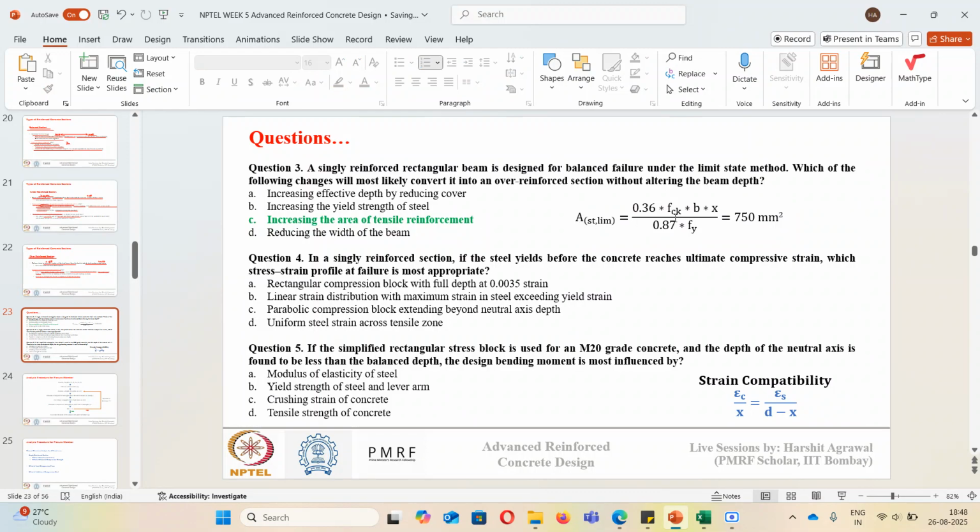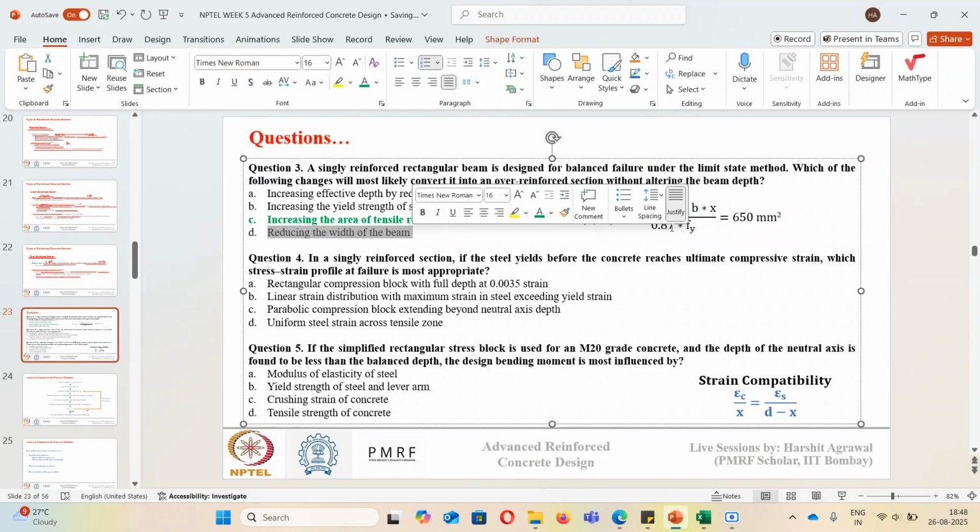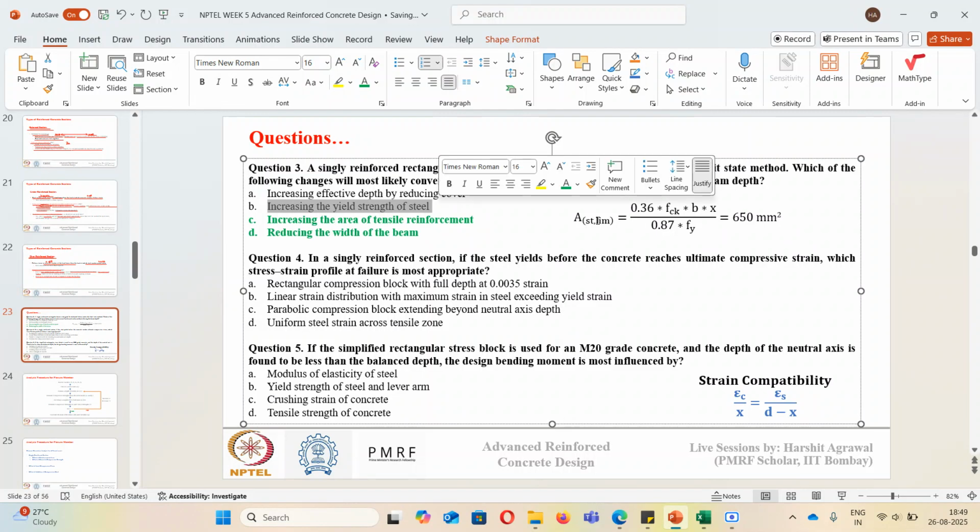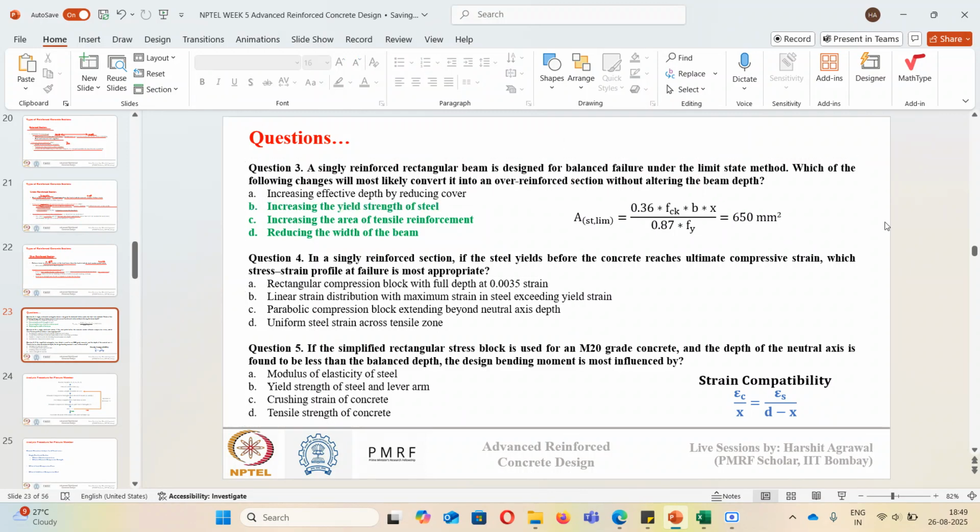Now if I reduce the width of the beam, b, what will happen? This Ast limiting value will decrease. It may become 700 or 600 or 650, but the area that I provided was 750. So that means reducing the width also can make my section an over reinforced section. Similarly, if I increase the yield strength of the steel, my limiting area will decrease. The area I require of the reinforcement for a balanced design can also decrease, so that again can make my design over reinforced.